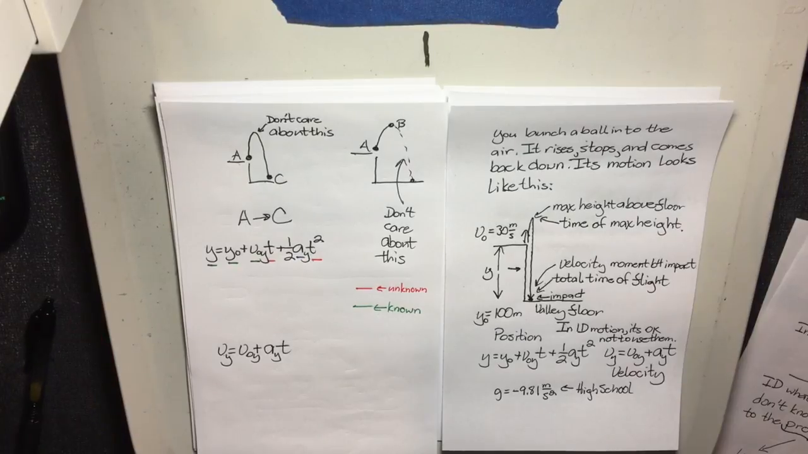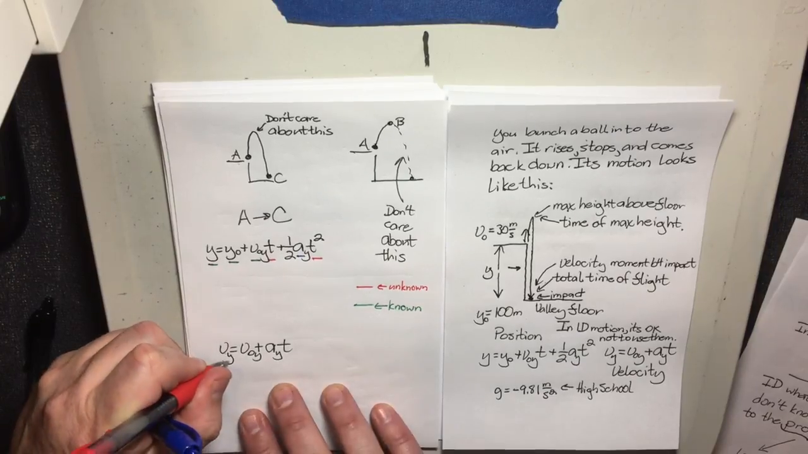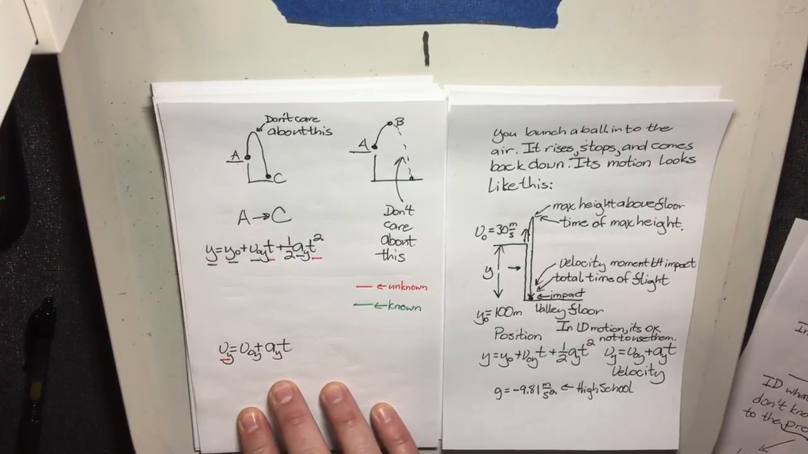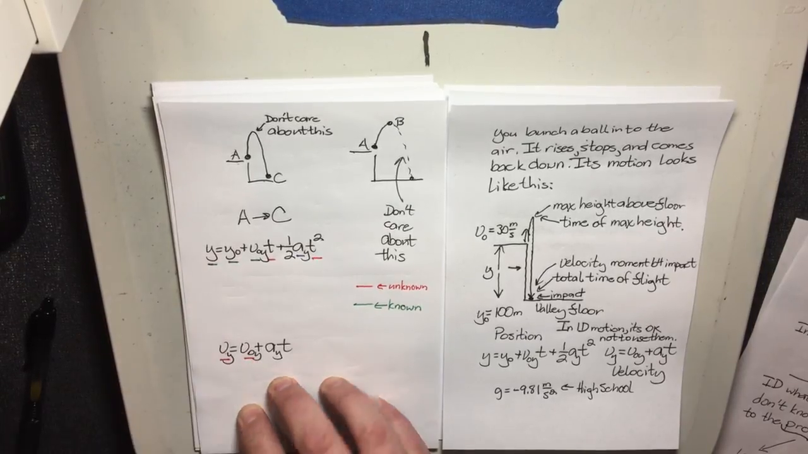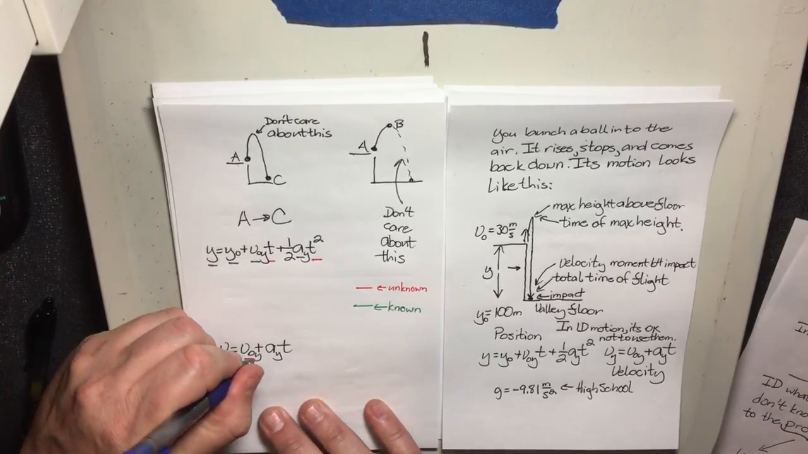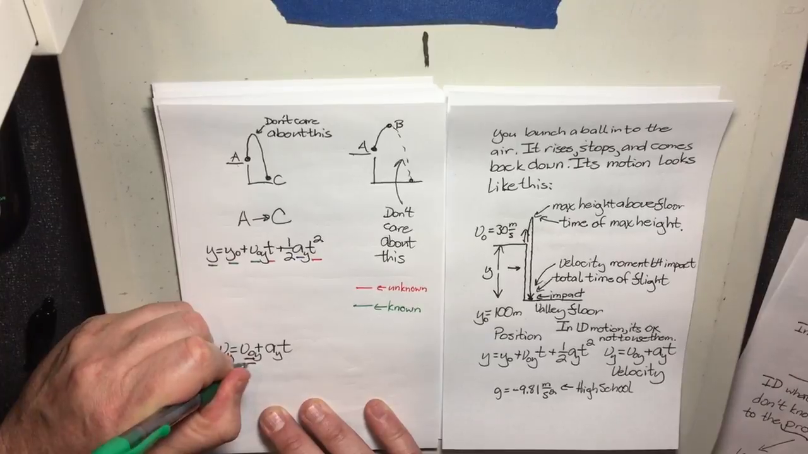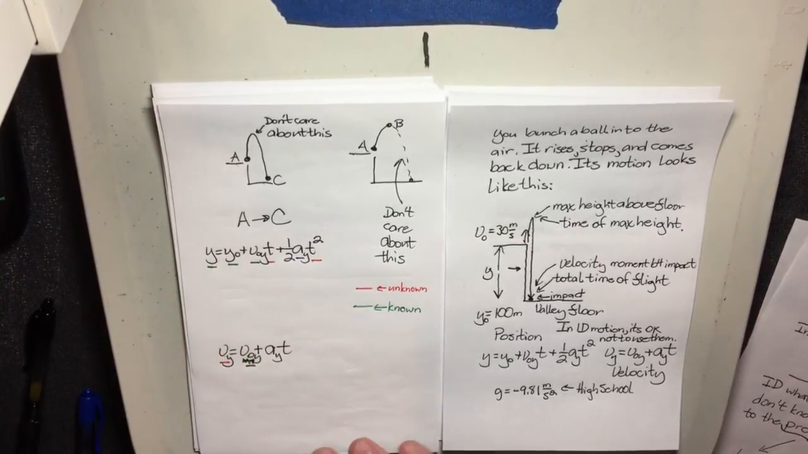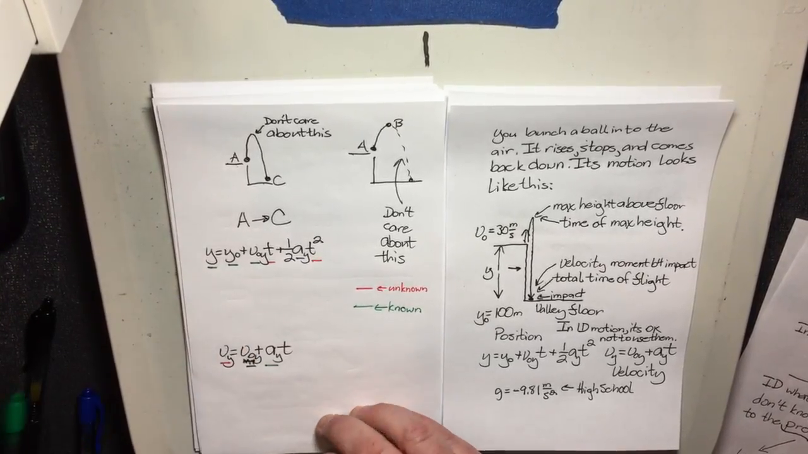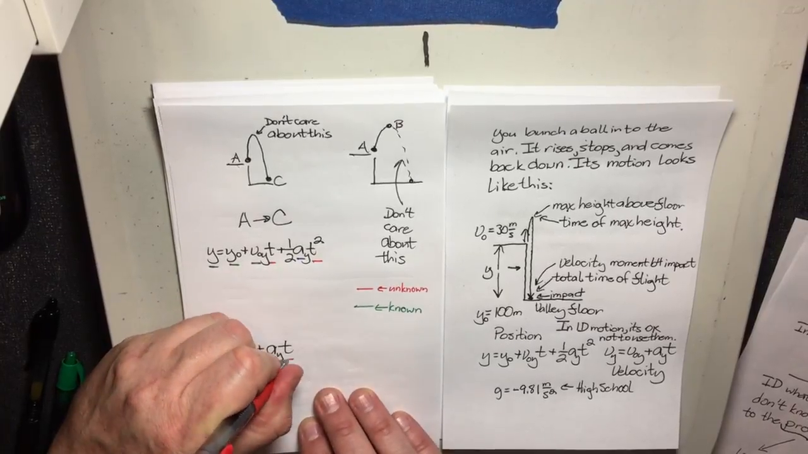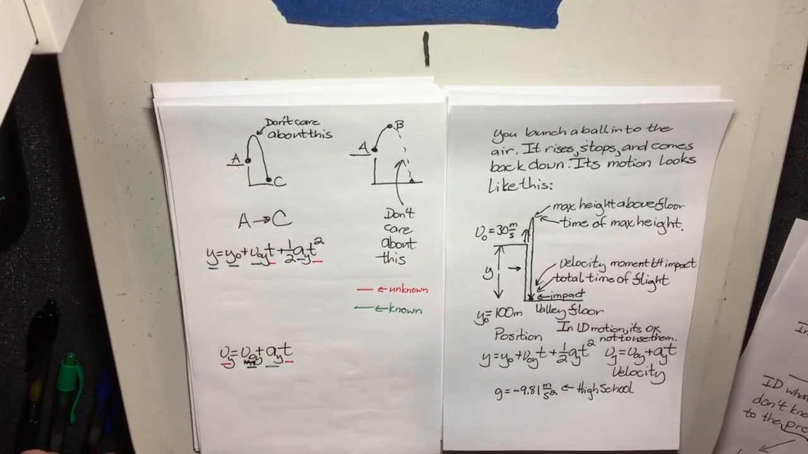Do I know what my final velocity is? No, I don't know what my final velocity is. Do I know what my initial velocity is? Yes, it's 30. Oh, nope. Go back. Oh, wait, green pen. I know I'm on the planet Earth, and I know that I don't have time as a known quantity.